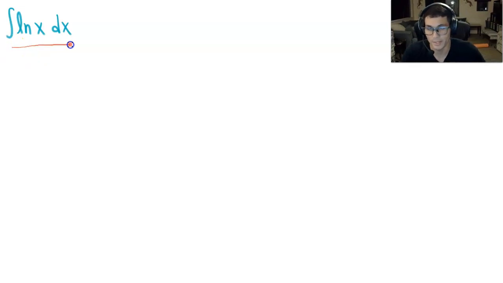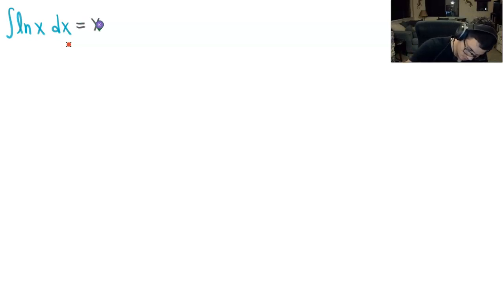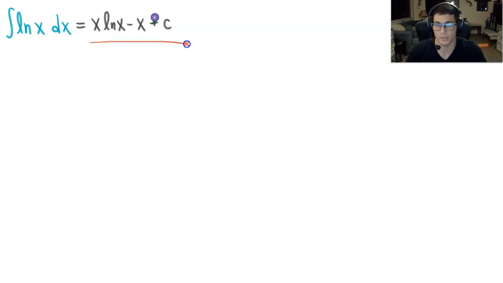Okay, the integral of ln of x dx. Well, I actually know the answer to this by heart. It is x ln x minus x plus some constant c, right? Now, this is the true answer. Now, I want to show you how to get to this answer.